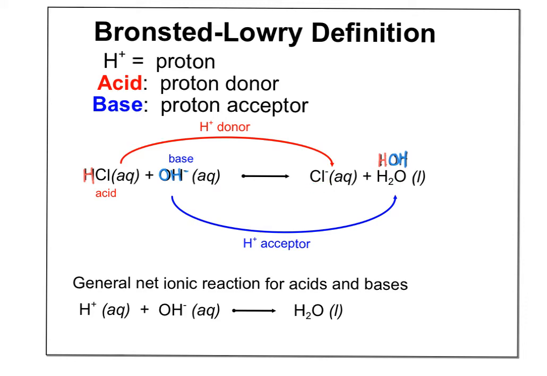The general net ionic equation, and I know in regular chem you don't know what net ionic means. It means the simplified version of a reaction. For an acid reacting with a base, it is H plus, the acid, plus OH minus, the base, which always makes water, and we're going to talk about those in a second.